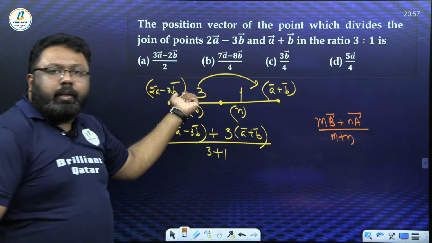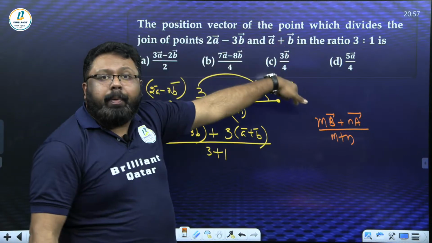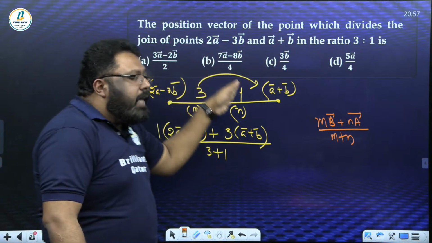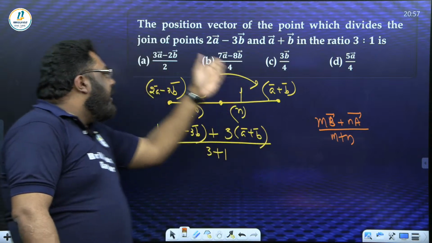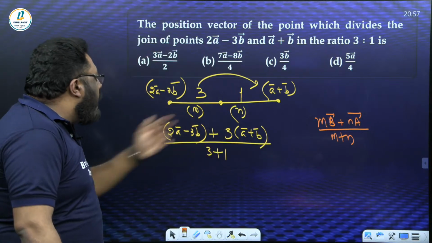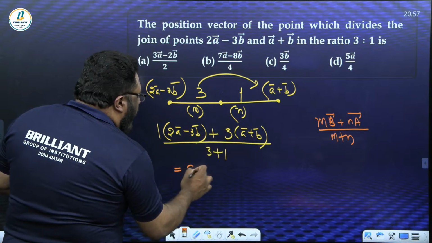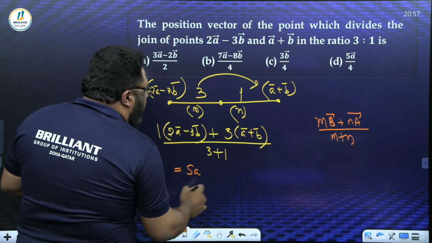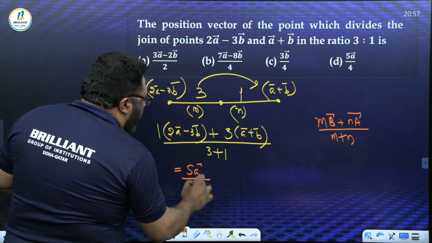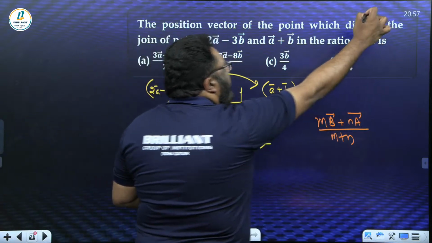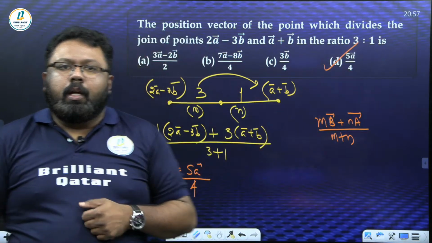The first ratio component should be multiplied with the second vector. The second ratio component should be multiplied with the first vector. That's how the logic is. Simplify it. 2a plus 3a, 5a, minus 3b plus 3b, 0b, divided by 4, 5a by 4, option D.